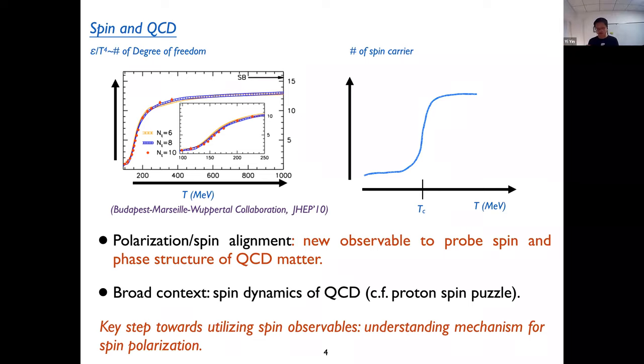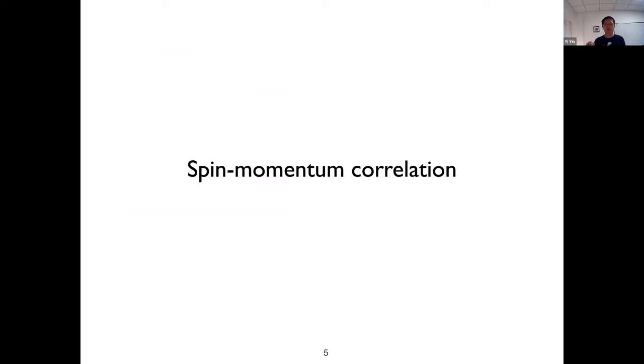Yes, so return to the discussion. We already see that, as a matter of principle, because spin carriers change around the Tc, this is a really useful probe to study the phase structure of QCD matter. And of course, to realize the potential of such observables, there are many important steps we need to take. At this stage, I think the most important one is really understanding the mechanisms for the spin polarizations. We need a systematic way to analyze how the spin polarization can be generated. And this is what I will tell you about in the next part of my talk, with a focus on the spin polarization generated through the spin momentum correlations.